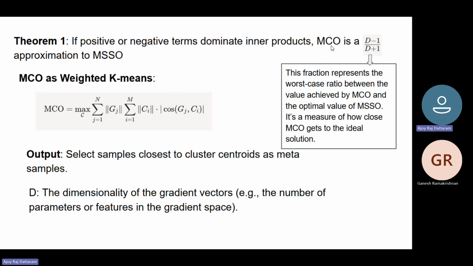We have to check that MCO approximates MSSO. So we introduce here the ratio (d minus 1) upon (d plus 1), where d is the dimensionality of the gradient vector, the number of parameters or features. This fraction represents the worst-case ratio between the value achieved by MCO and the optimal value of MSSO. It measures how close MCO gets to the ideal solution.